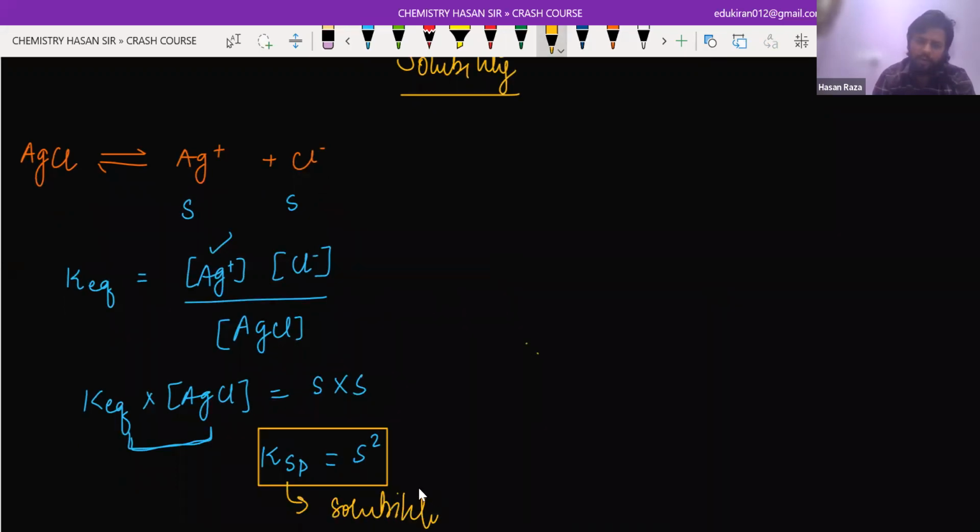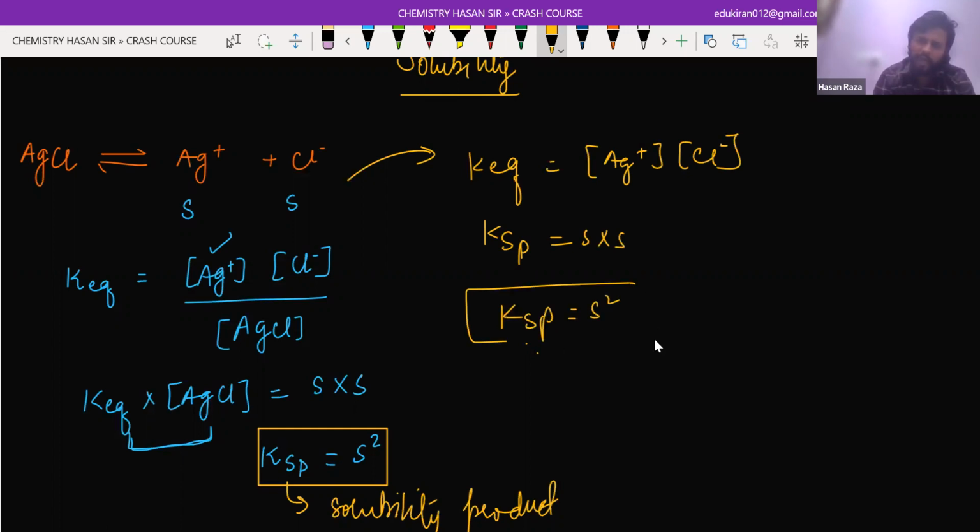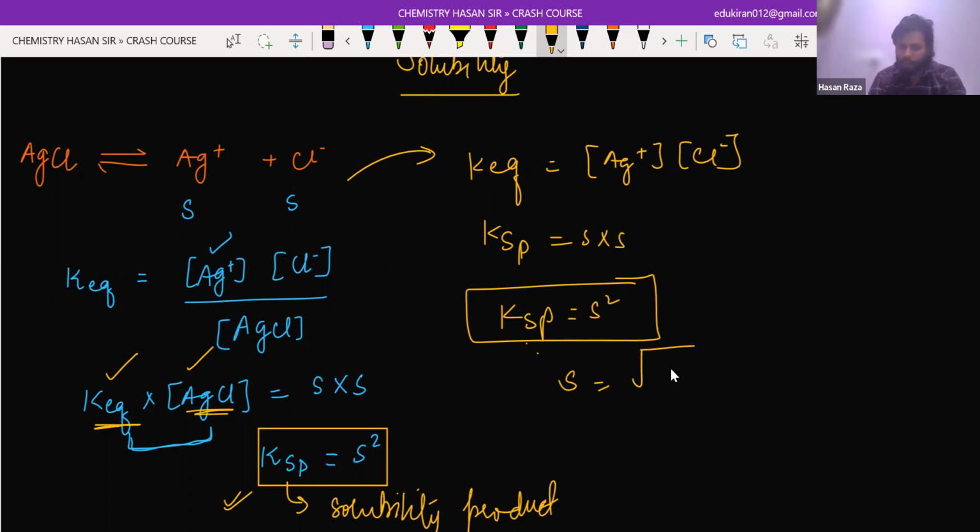So in most of the books or notes, it is directly written like this: K equilibrium is equal to concentration of Ag plus into concentration of Cl minus, and then this is Ksp is equal to S into S, and then Ksp will be equal to S square. That is understood that this Ksp is equal to this and this, because this is also constant and this will be also constant. So we are going to represent with another constant, that is solubility product. Is that clear? Yes, sir. So you can easily calculate the solubility here. Solubility will be under root of Ksp.